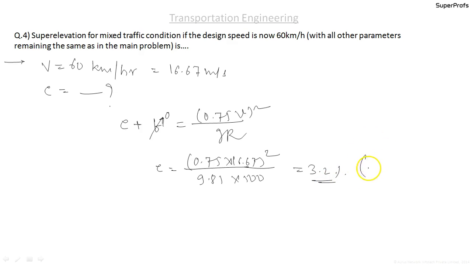That is, here we are providing equilibrium superelevation, since the F value is 0.